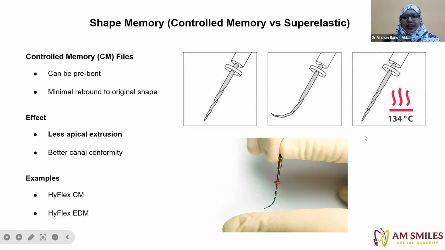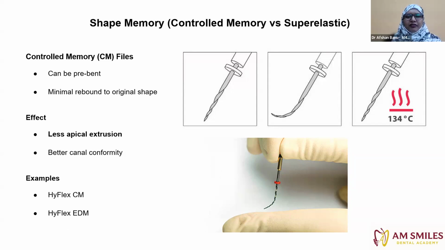So when you're going to reheat it, it will come back to its original shape, but it is going to stay in the same shape like how the canal is. So the centering ability of these control memory files is going to be maximum. When the centering ability is more, then your debris production is less and your post-obturation pain will also reduce. So if you want to reduce debris, your preferable files should be control memory files.